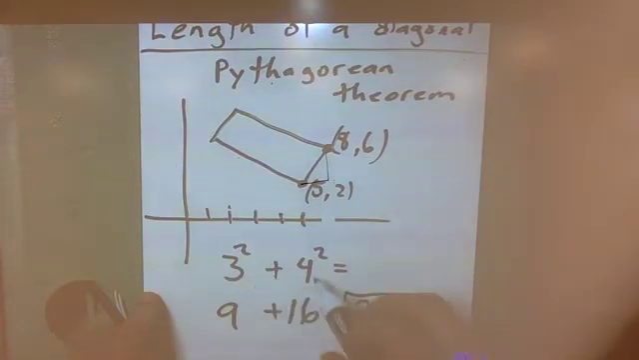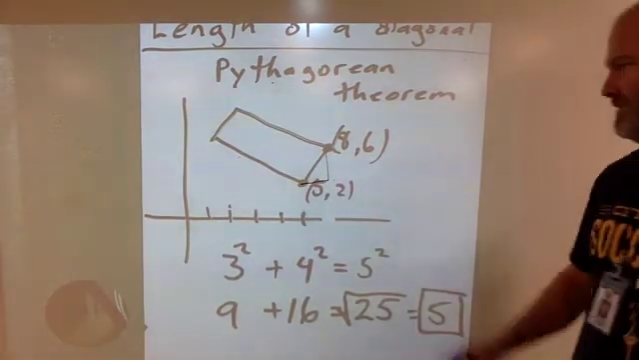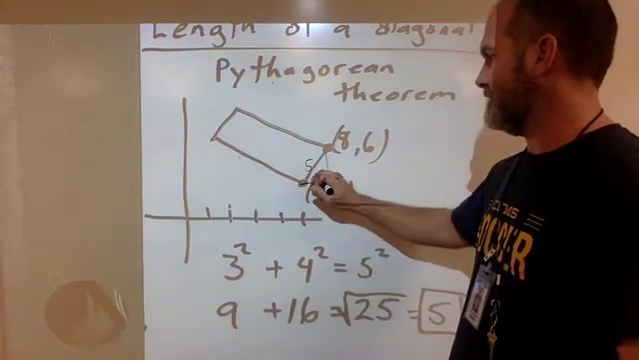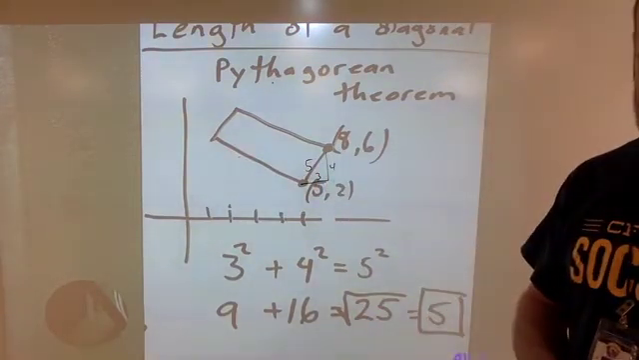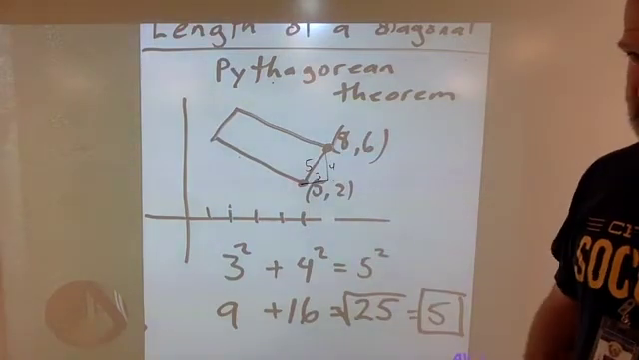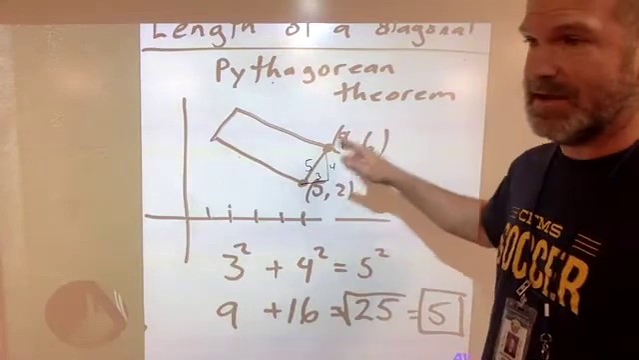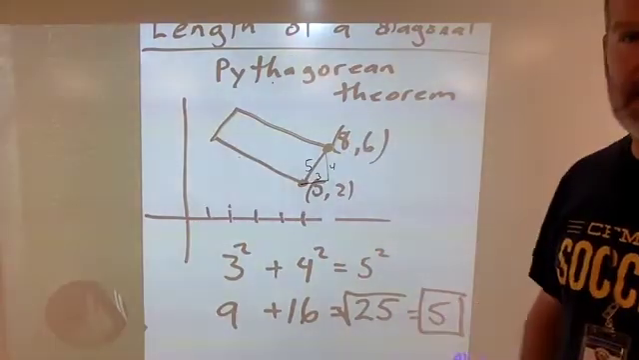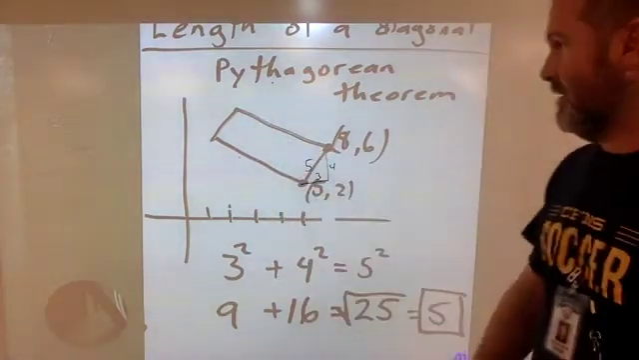So 3 squared plus 4 squared equals 5 squared. The length of that diagonal is 5. 3, 4, 5 triangle. That's how you're going to have to do these problems. You're going to have lots of problems this week where you're trying to find the length of a diagonal line, just given the coordinates of the end of the line.